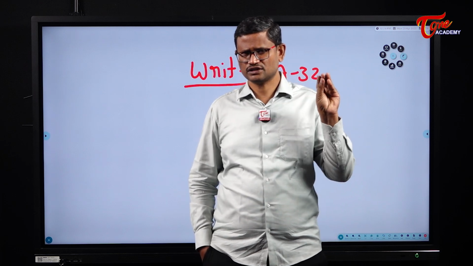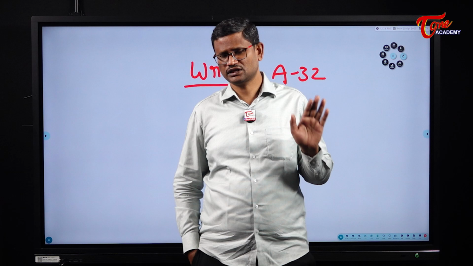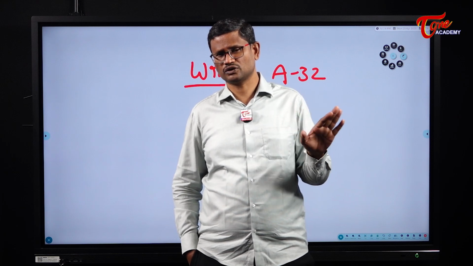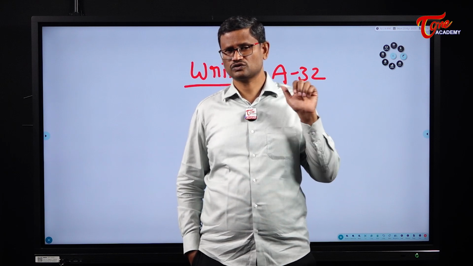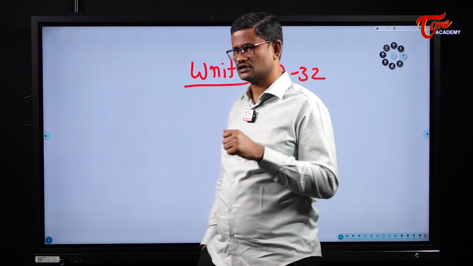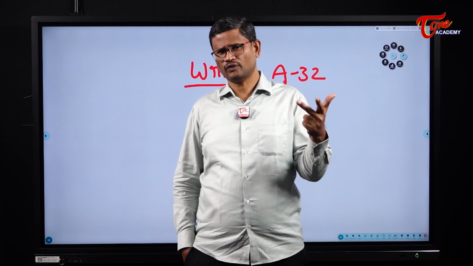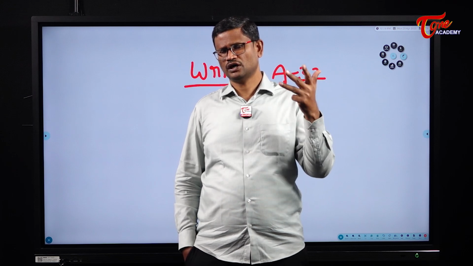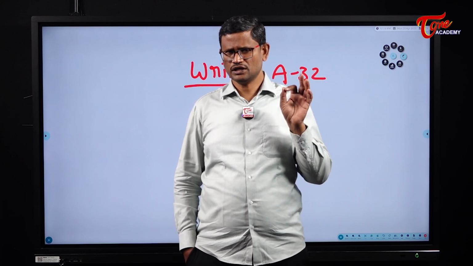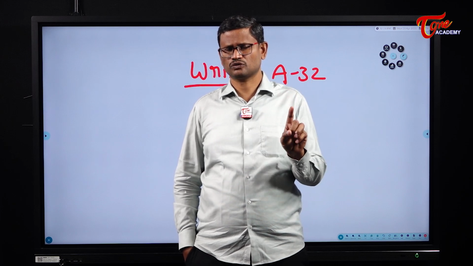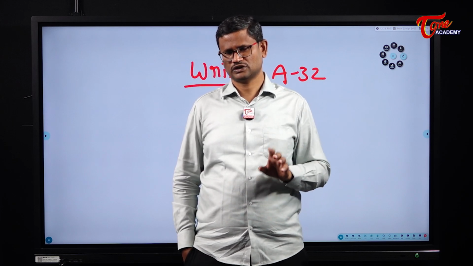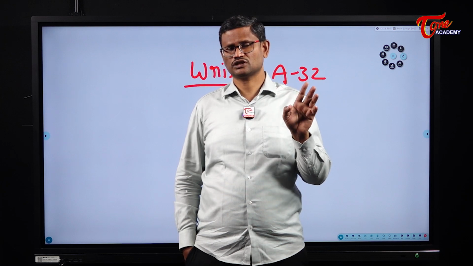So there are 5 kinds of writs. Writs are nothing but orders made by the Indian Supreme Court and the High Courts for enforcing a fundamental right. And there are 5 writs: habeas corpus, mandamus, quo warranto, prohibition, and certiorari. So all these writs can be issued by the Indian Supreme Court under Article 32. That's about the writ jurisdiction of the Indian Supreme Court.